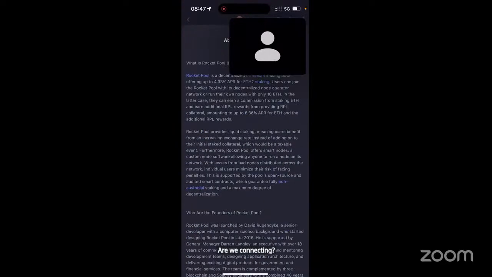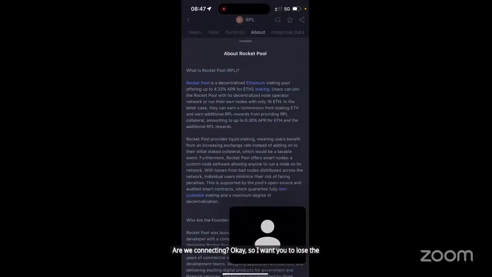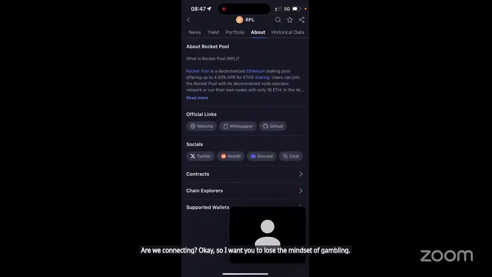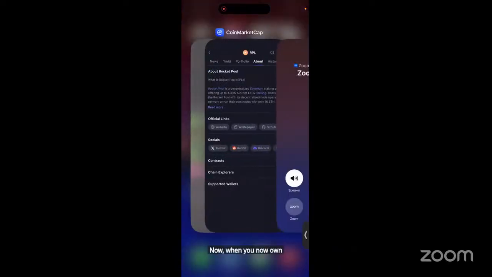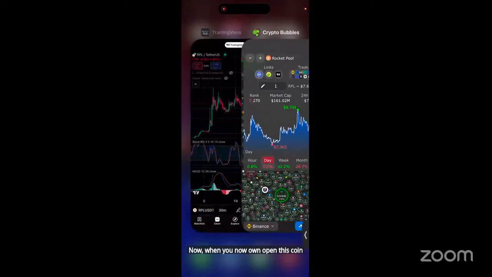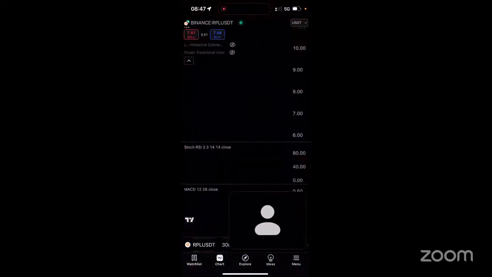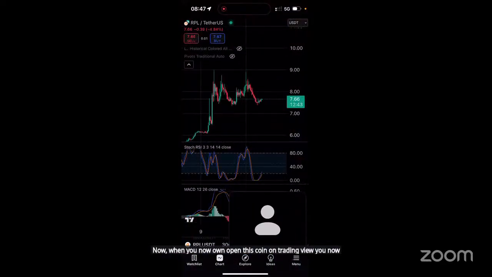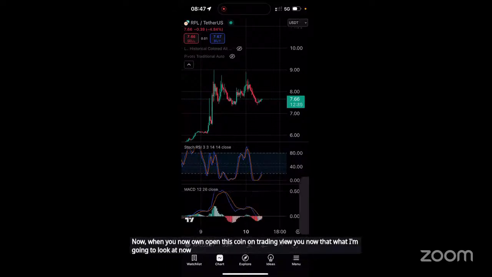Okay, so I want you to lose the mindset of gambling. Now, when you open this coin on TradingView, you now know that what I'm going to look at is understanding.